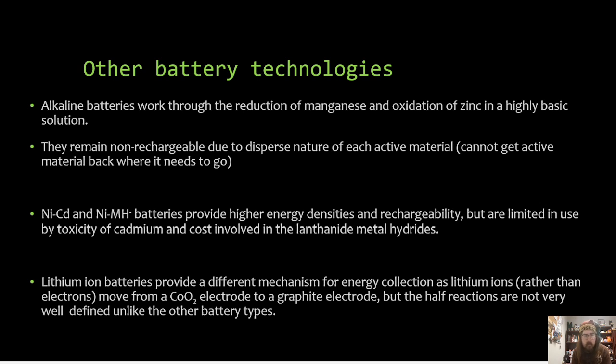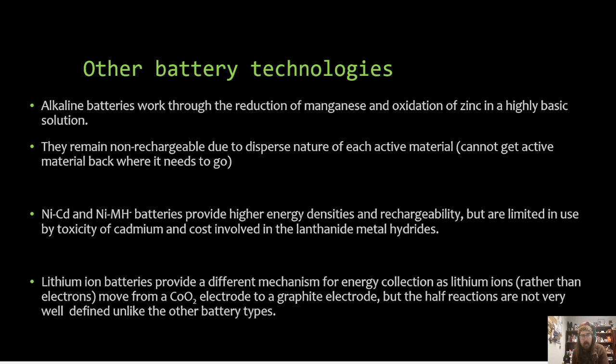You have some things like nickel cadmium batteries or nickel metal hydride batteries that have a lot higher energy densities and rechargeabilities, but they're less useful just because cadmium is uber toxic, and the nickel metal hydrides need lanthanide metals, which are the rare earth, very rare metals, and so they're highly costly. So it's harder to get, so the cost goes way up.